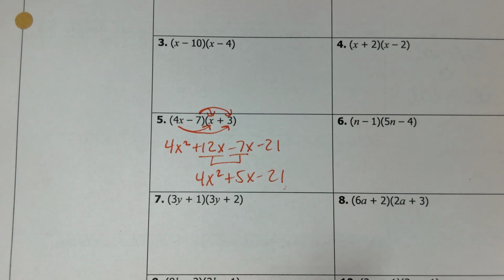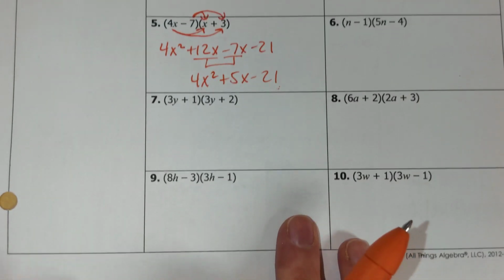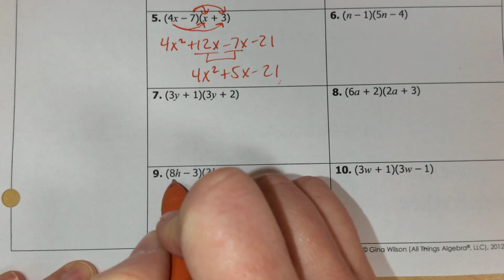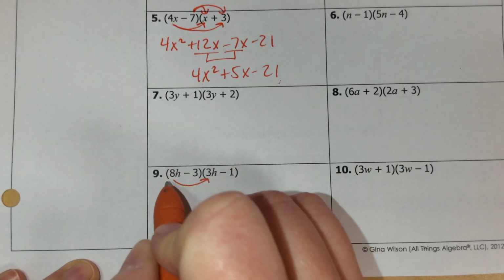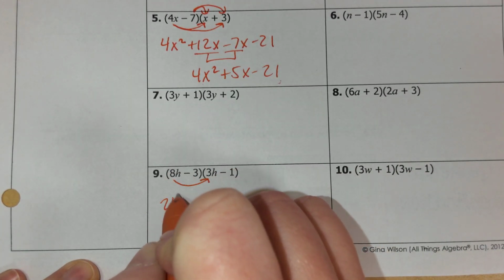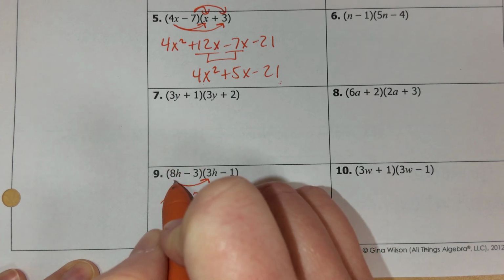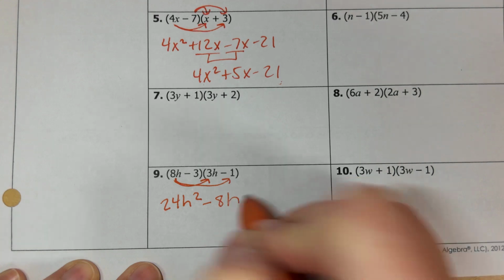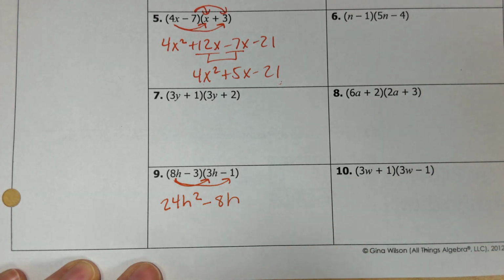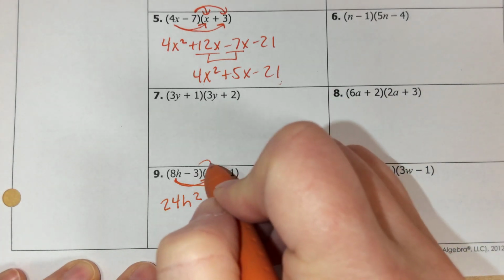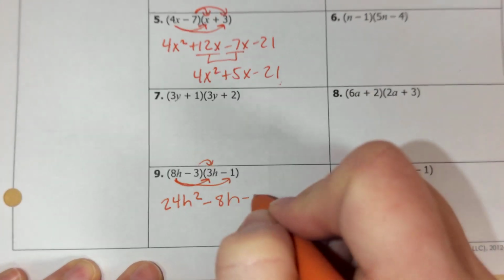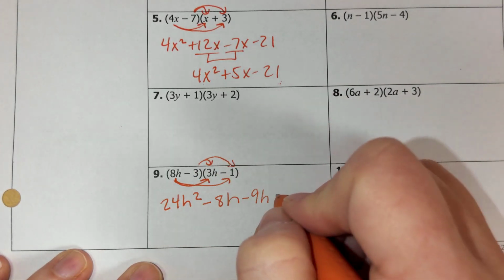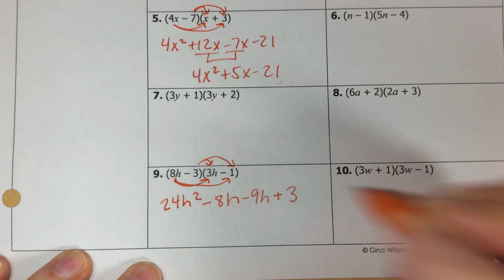Let's see, we can do another example. Let's do this one that has two negatives involved. First thing we're going to do is multiply the two first terms together. 8h times 3h is 24h squared. The outer terms, 8h times negative 1 becomes negative 8h. So notice I'm going to use a minus sign to combine these now. Inner, negative 3 times 3h is negative 9h. And then the last, negative 3 times negative 1 becomes a positive 3.